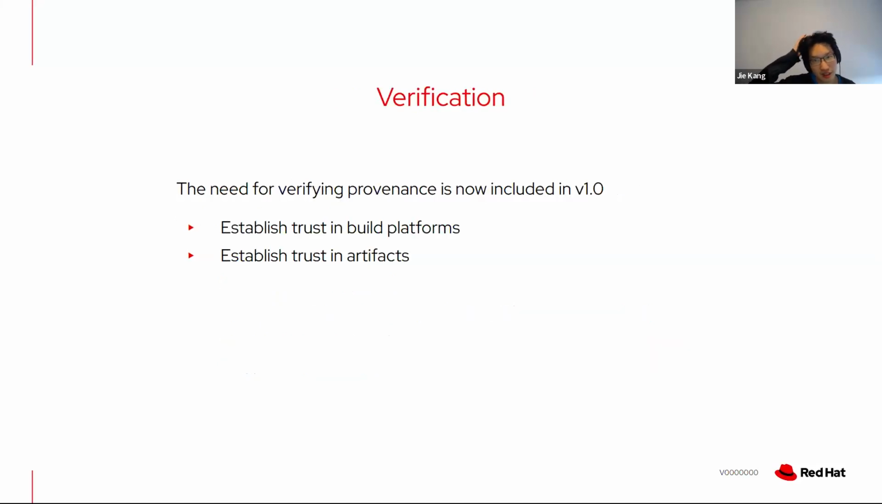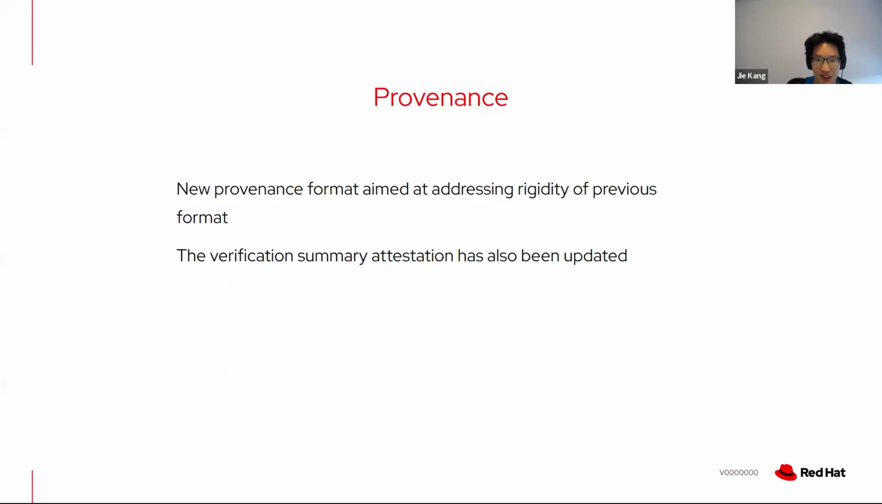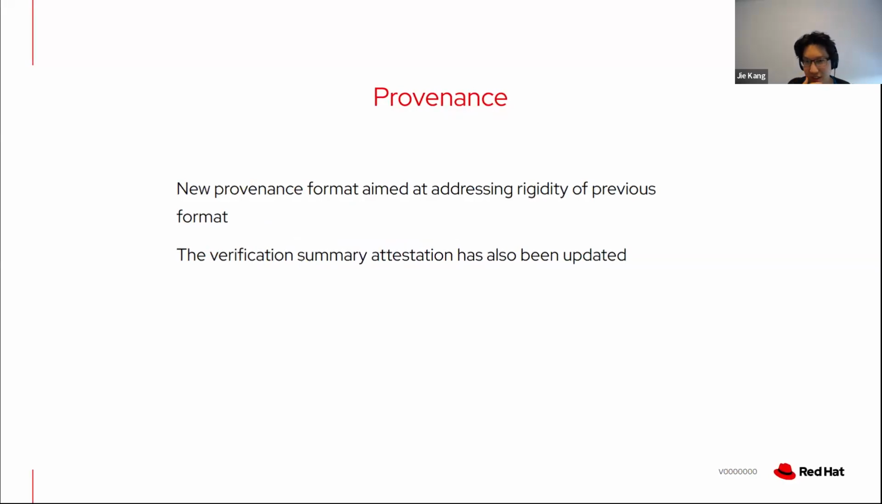And so specifically on the verification front, they highlighted that the documentation around verifying provenance is now included in version 1.0, and it covers what it means to establish trust in build platforms, and then what it means to establish trust in the artifacts. And the provenance itself has a new format. It's aimed at addressing the rigidity of the previous provenance format, and the verification summary attestation format has also been updated.